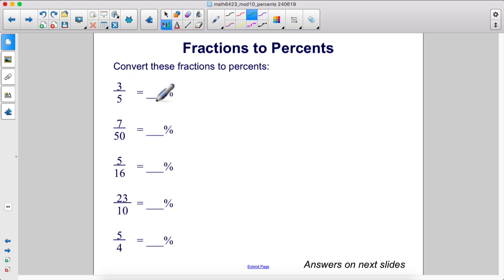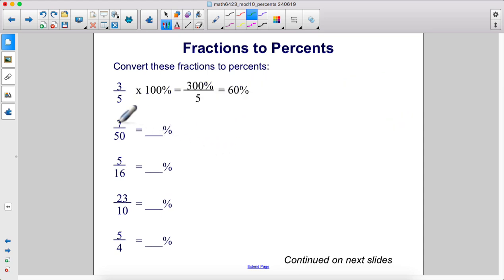3/5 equals what percentage? Well, let's just multiply by 100%. So 3 times 100 is 300% divided by 5. 300 divided by 5 is 60%.